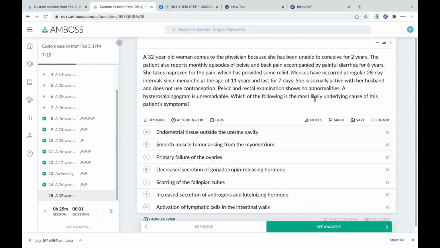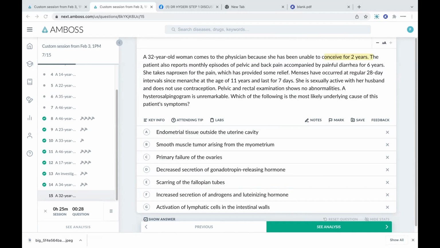Okay, next one. Which of the following is the most likely underlying cause of the patient's symptoms? Over here, a 32-year-old woman comes to the physician because she has been unable to conceive. The patient reports monthly episodes of back pain, diarrhea. Oh, this is easy, isn't it? Back pain, diarrhea, and the pain occurs on a monthly basis.